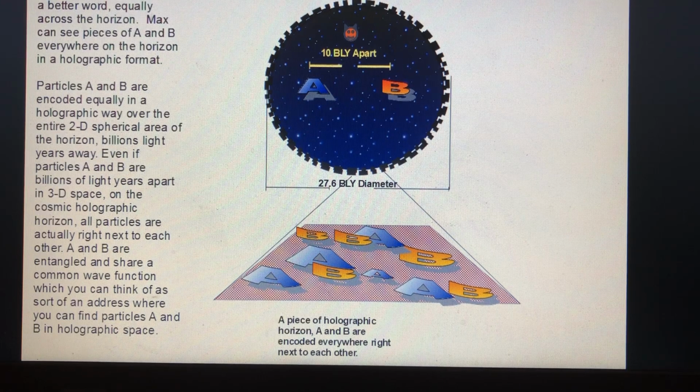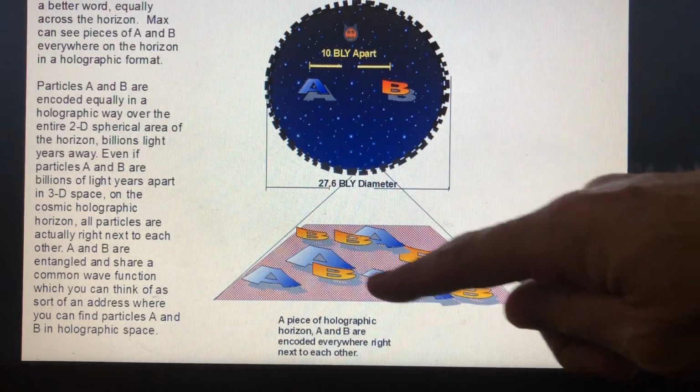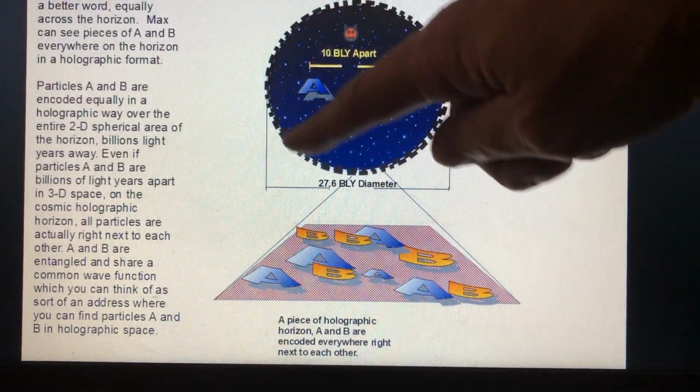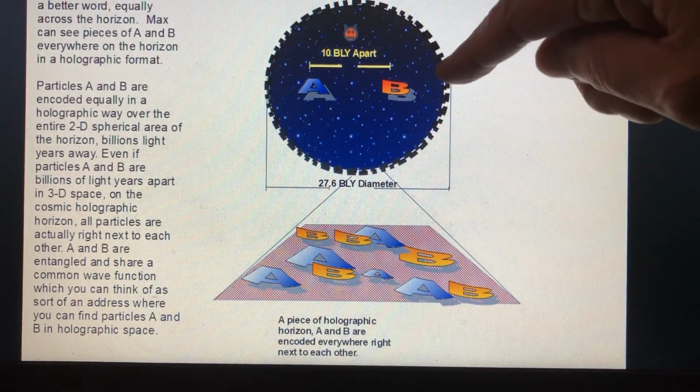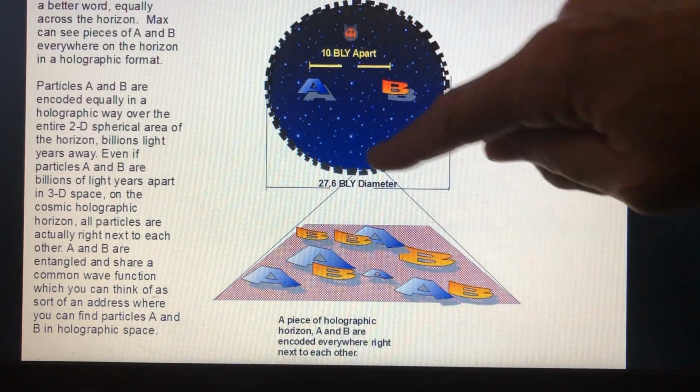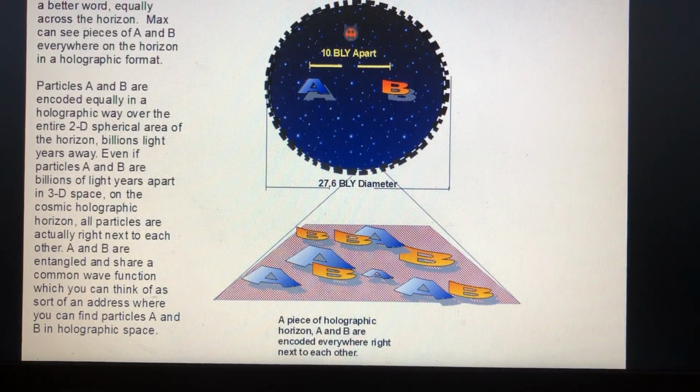They're adjacent. A and B are entangled and share a common wave function, which you can think of sort of as an address, where you can find particles A and B in holographic space. So you can see that parts of A and B are all over, smeared over this entire holographic horizon, 13.8 billion light years away, and the spins are all smeared kind of all over this entire horizon.